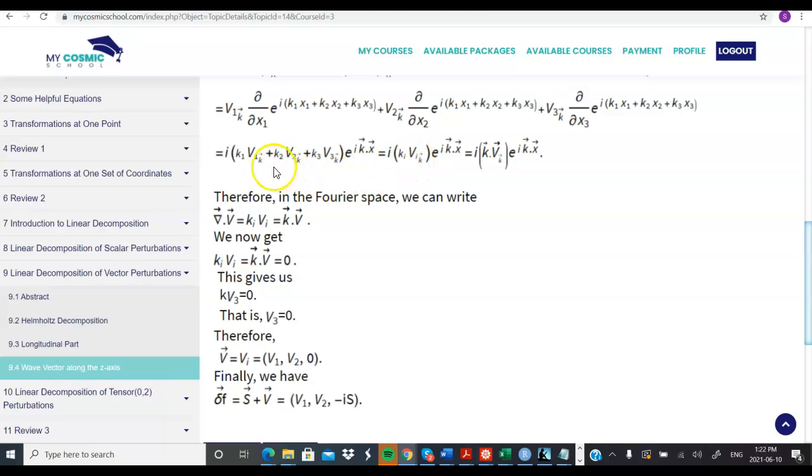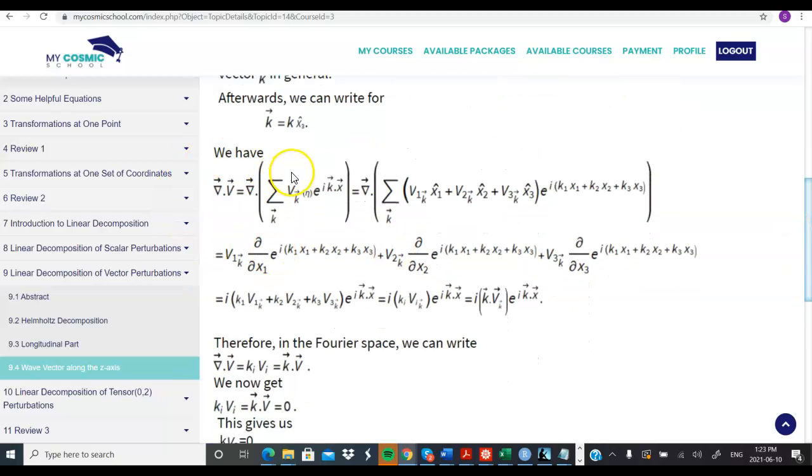Repeating indices mean we sum over repeating indices. That's why we are writing this as ki vi. ki vi means k1 v1 plus k2 v2 plus k3 v3, because you sum over repeated indices. And you can also write this as k dot V. X components multiply together, Y components multiply together, Z components multiply together. So in Fourier space, we get del dot V equal to ki vi equal to k dot V. Now, I proved this in general. It holds whether k is aligned along the z-axis or not. For any general vector V, del dot V can be written as ki vi, or k dot V.